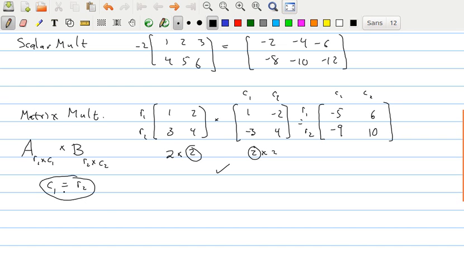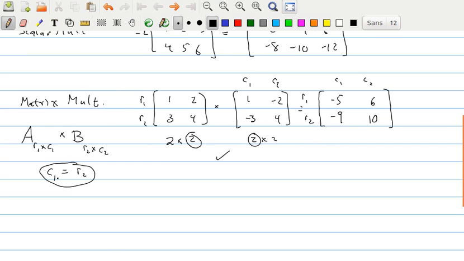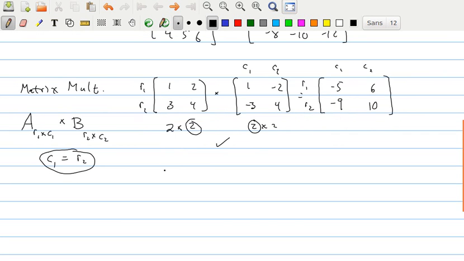Let's say the number of columns here wasn't the same as the number of rows. Let's take the same example, 1, 2, 3, 4. So this is a 2 by 2, 2 rows, 2 columns. And I'm going to multiply this by a matrix which has maybe more rows. So let's say this one has 3 rows and 2 columns. So let's make this 1, 2, 3, 4, 5, 6. So this has 3 rows now and 2 columns.